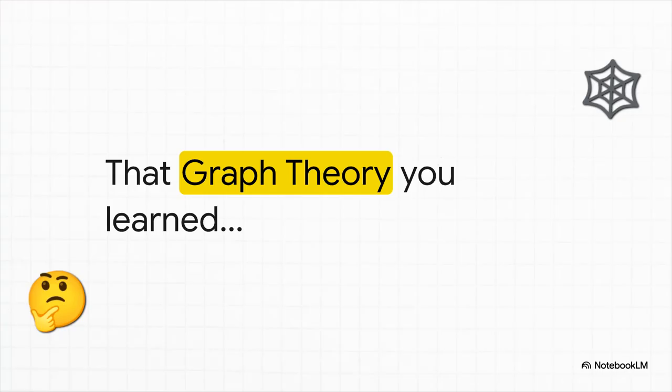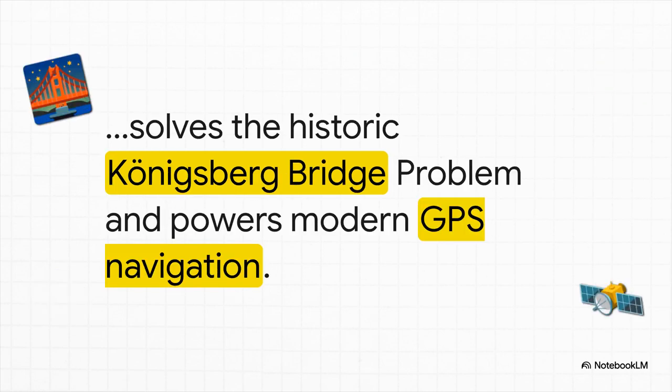So, remember that graph theory stuff we talked about, with the nodes and the edges? Seemed kind of abstract back then, right? Well, get this. That exact theory is what powers your GPS. When Google Maps finds you the fastest route to get pizza, it's literally just solving a giant graph problem, the same kind that cracked a famous puzzle from back in the 1700s.